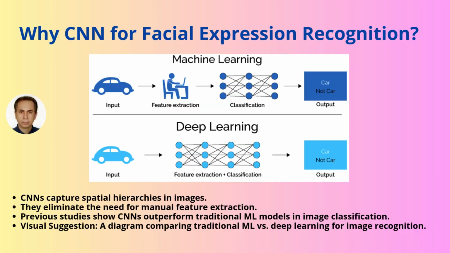CNNs are chosen because they excel at recognizing spatial hierarchies in images. Unlike traditional machine learning models, which require handcrafted feature extraction, CNNs learn patterns automatically. Studies show that CNN-based models significantly outperform older approaches in emotion detection from images.